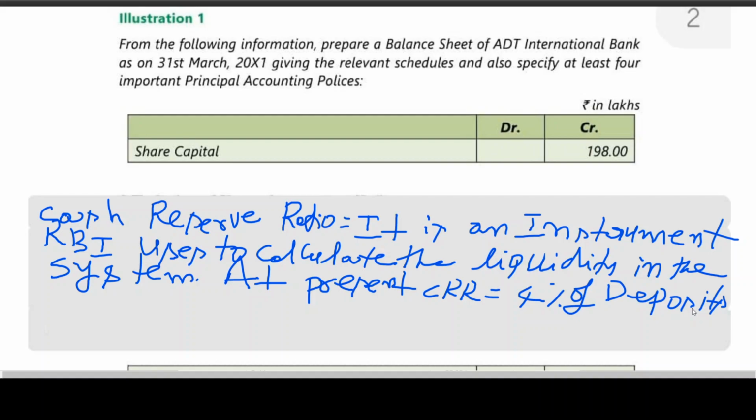And the second point which we will discuss in this class is the statutory liquidity ratio. It is also called SLR. The second point which we will discuss today is SLR, statutory liquidity. So we have seen the first point today, which is cash reserve ratio. This is statutory liquidity ratio.